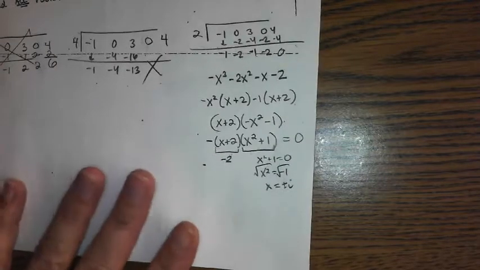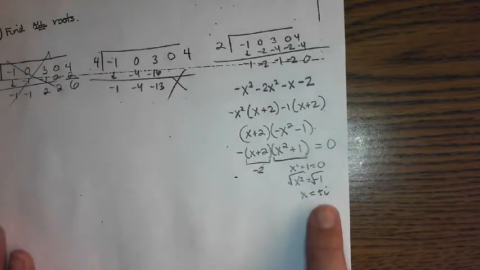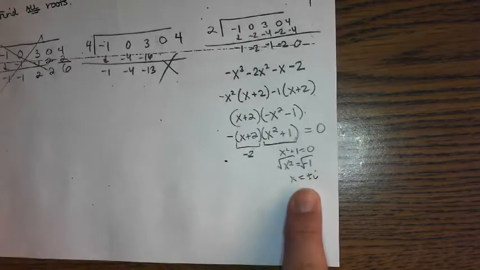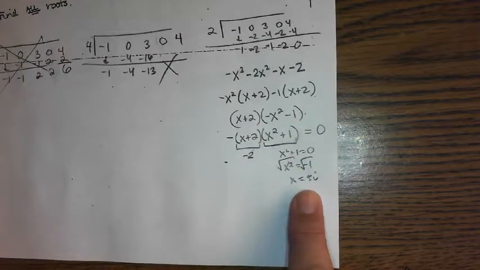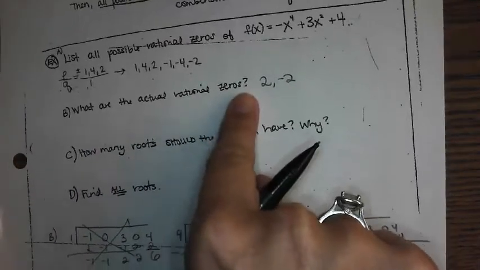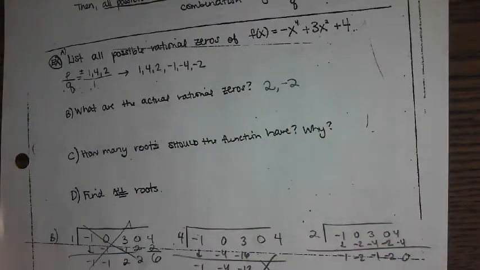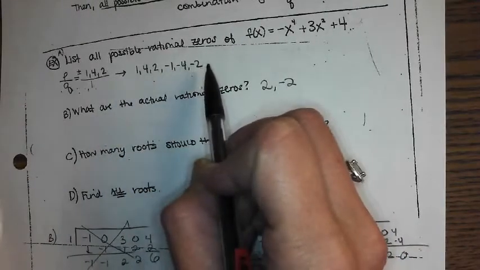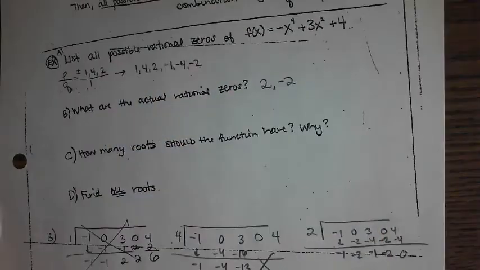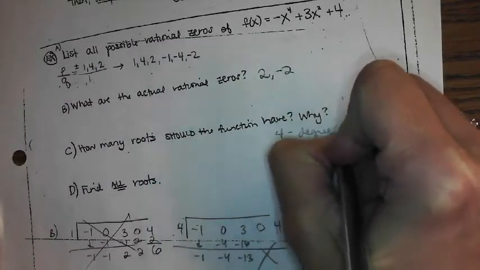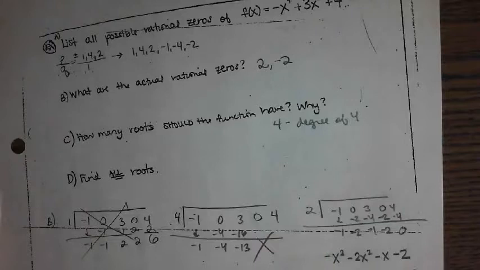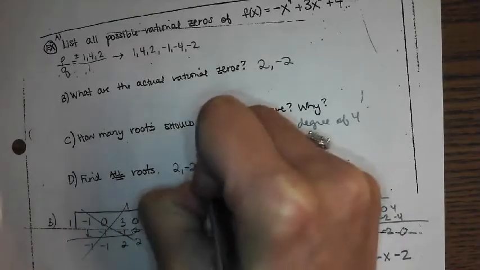So plus or minus i. Are those rational, irrational, or imaginary? Imaginary. So the only rational zeros we have are 2 and negative 2. So of our list of possibilities, we had 6 possibilities, 2 of which panned out. Okay? The other 2 roots, because we're supposed to have 4, because degree of 4, we kind of already talked about that. Find all the roots, we just did that. 2, negative 2, plus or minus i.